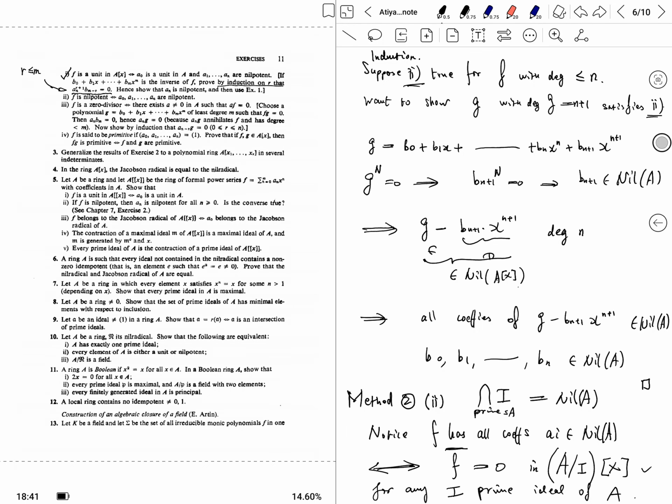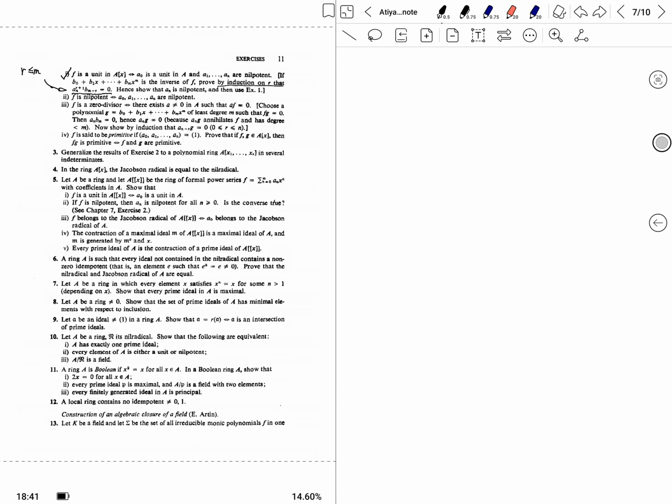You just have to notice that in this case f is nilpotent if and only if, as we would have described, f bar equals 0 in the quotient A/I, for any prime ideal I of A.